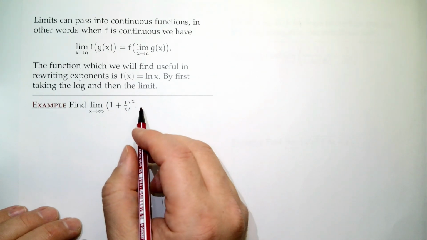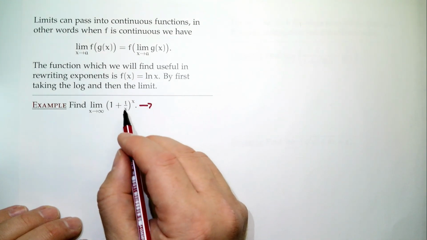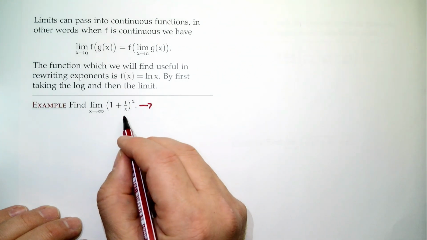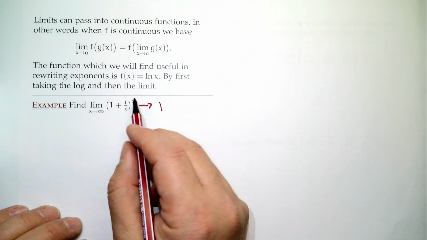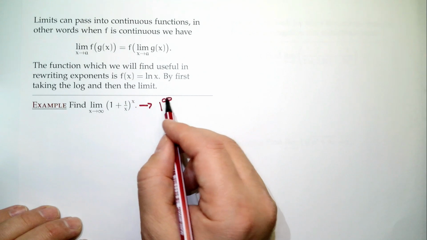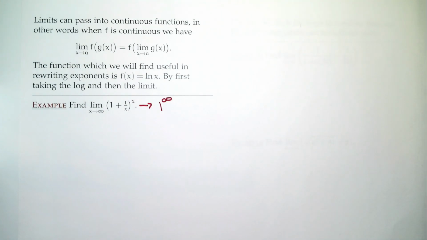Currently, what's happening to it? Well, what's the inside approaching? 1. What's the exponent approaching? Infinity. And 1 to the infinity, it's not clear what that should mean. It could be almost any number. Okay, so we want to get to a point where we can get a fraction. The way we do it is we say logs could help us out, because with the log, I can pull an exponent down.